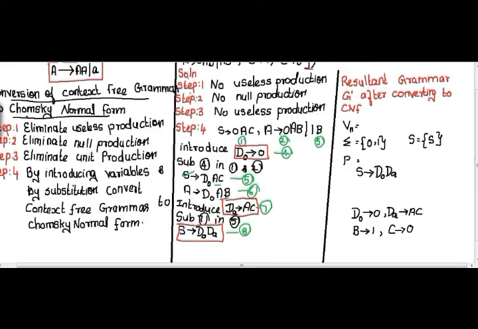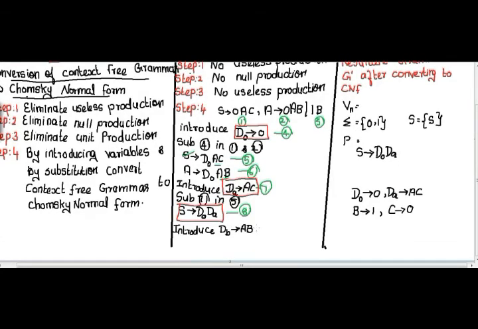Now I have to concentrate on the sixth production. In the sixth production, I can see A tends to D suffix 0 AB. So instead of this AB, I am going to introduce D suffix B tends to AB. Now I am going to substitute this ninth production in the sixth production, so that I can convert the sixth production to the form of Chomsky normal form. So my production will be A tends to D suffix 0 and D suffix B. Now these two productions are in the form of Chomsky normal form. Now I'll rewrite these productions in grammar G dash.